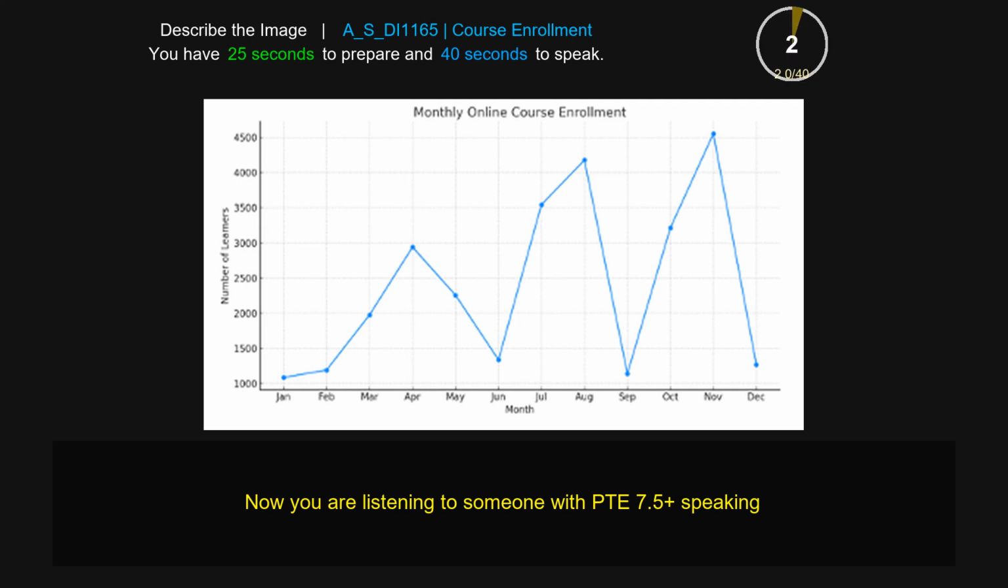This line chart gives the information about monthly online course enrollment. As you can see from the line chart, the highest value is in December, and that value is 4,500. The second value belongs to September or August, and the value is 4,200. On the third position, April, and the value is nearly 3,000. To sum up, it gives the information about monthly online course enrollment.